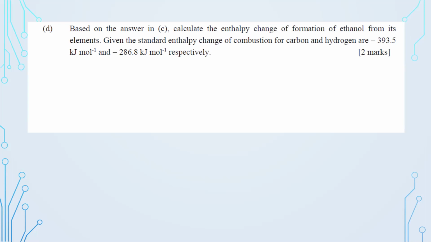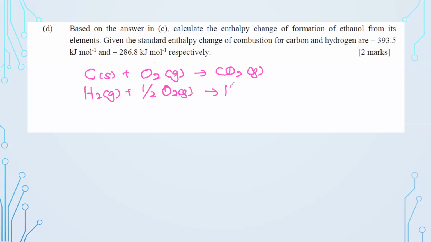So how to solve? First, delta H formation, you can use the total enthalpy change of the products minus the total enthalpy change of the reactants. Here, it is always best if you use Hess's law to solve. So you write C plus O2 gives CO2, and then H2 plus half O2 gives H2O. I always advise students to use Hess's law.